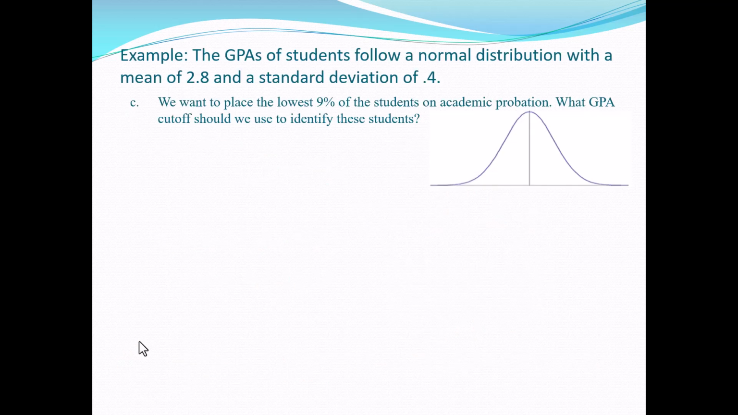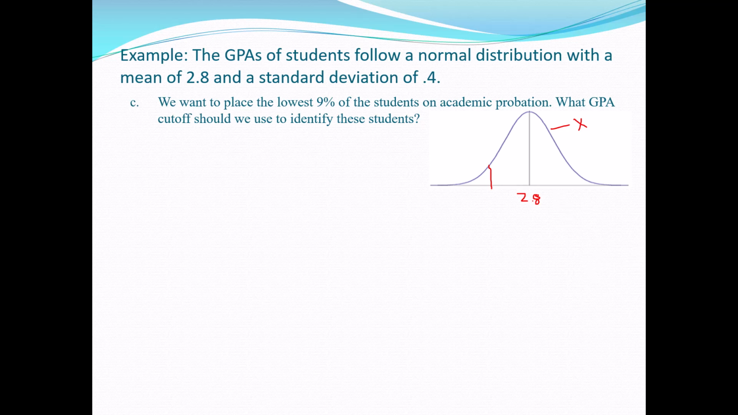The other type of problem is, and this one's going to be a fun problem, the GPAs of students follow a normal distribution, mean of 2.8, standard deviation 0.4. Same beginning. We want to place the lowest 9% of students on academic probation. So this is one of those problems where I'm not telling you the GPA. In fact, I'm asking you to find the GPA that identifies a probability that I'm telling you about. These are the GPAs. They're piled up. They're centered at 2.8. Where are the lowest 9%? Aren't they going to be over here?